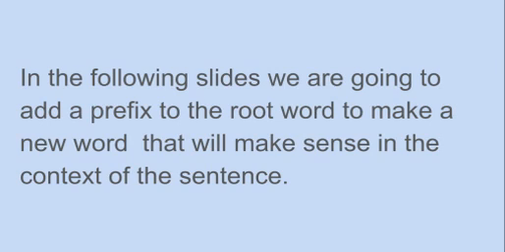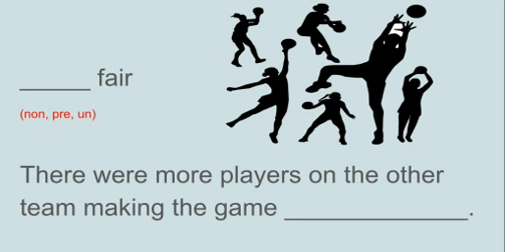In the following slides, we are going to add a prefix to the root words to make a new word that will make sense in the context of the sentence. First, we have fair. The sentence says, there were more players on the other team making the game blank. We need to add a prefix. Would we add non, pre, or un? If we think the game was not fair, then we would need to add un. Unfair. There were more players on the other team making the game unfair.